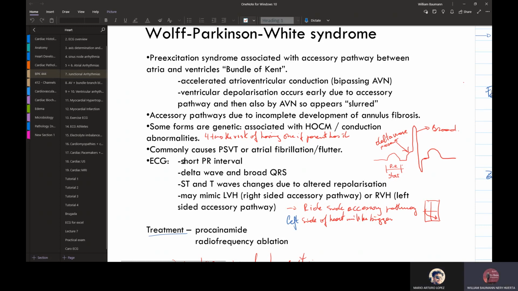So we're going to see a short PR interval, the delta wave and broad QRS that I talked to you about. And it says here that the ST and T wave changes are also going to occur due to the altered repolarization. It may mimic a left ventricular hypertrophy or a right ventricular hypertrophy, so it depends where the accessory pathway is.